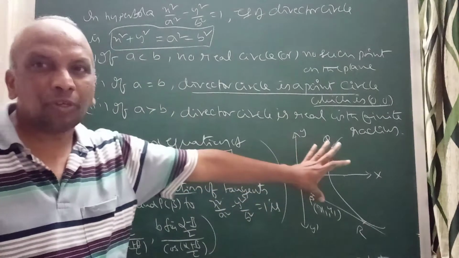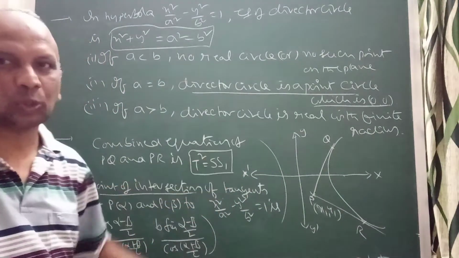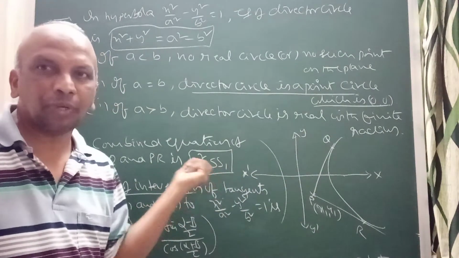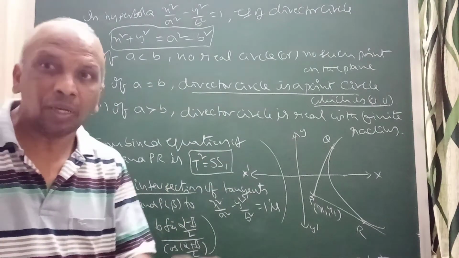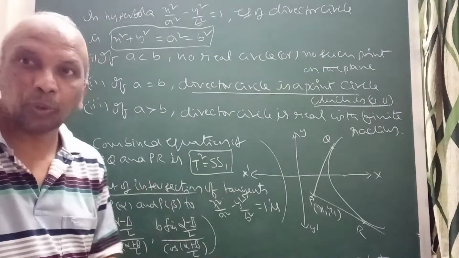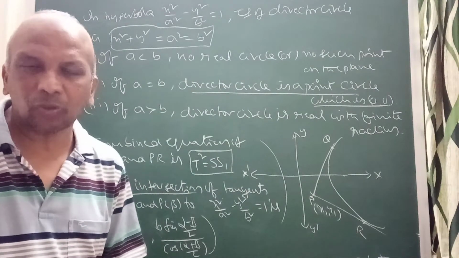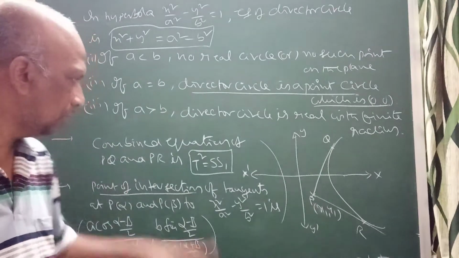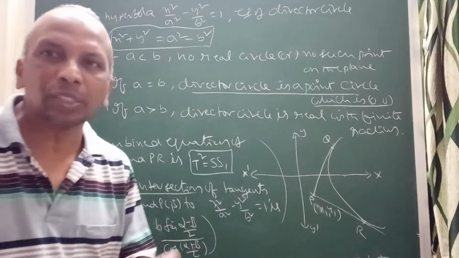Next, the combined equation of the pair of tangents from an external point is T square equal to S S1. You know the notations. S means x square by a square minus y square by b square minus 1. S1 is x1 square by a square minus y1 square by b square minus 1. T means x x1 by a square minus y y1 by b square minus 1. Use this notation.